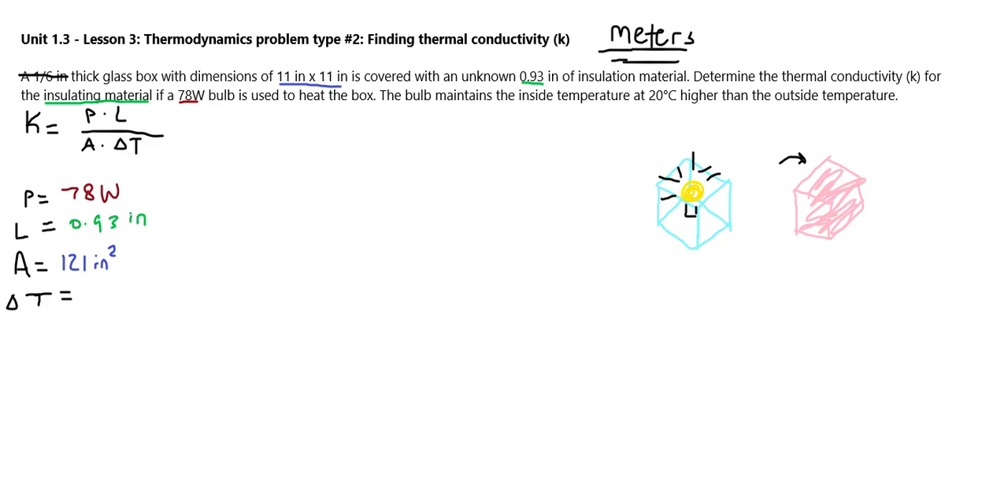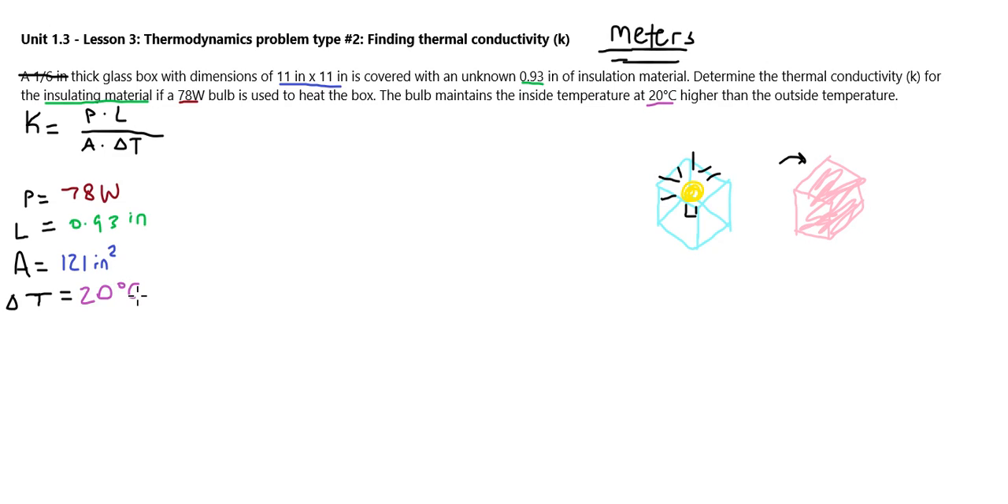Then delta T, that is changing the temperature. Well, we remember last time in lesson 2 we had to actually figure out what the change was ourselves, but this time we don't need to, because since it says higher, if it ever says higher or lower, that gives you a hint that it's already given.